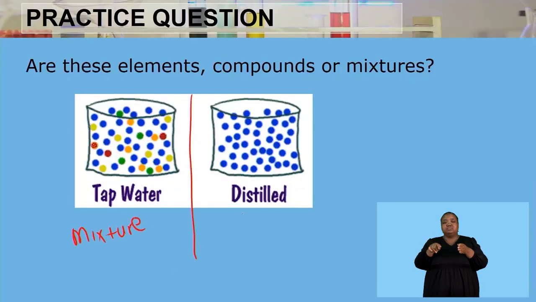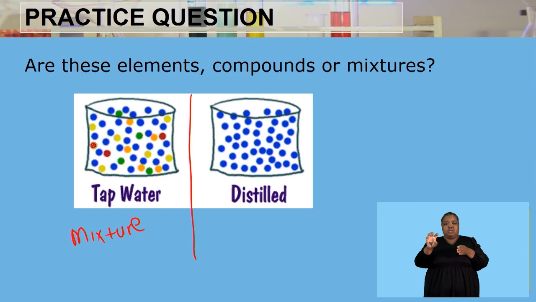And then here, the distilled water. So now distilled water, remember that water is a compound that is made up of oxygen and two hydrogen atoms. So distilled water is still water, and water is a compound. So therefore, this is our compound.